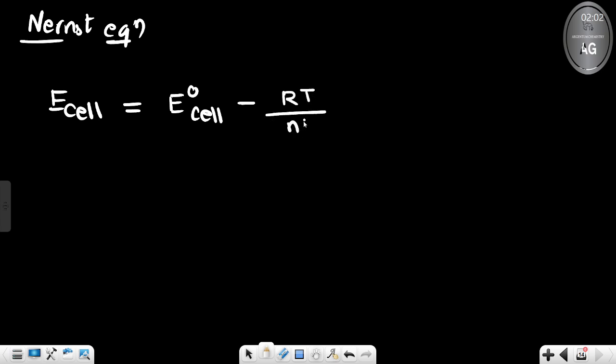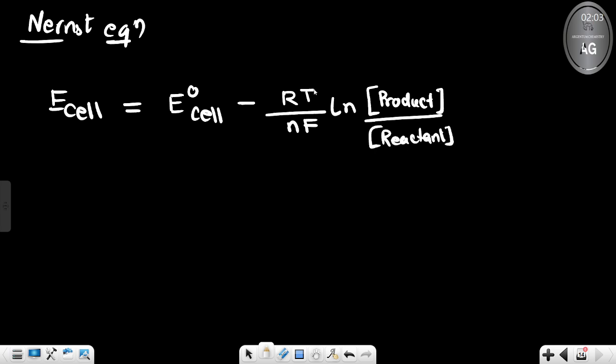RT by NF times ln of the concentration of product upon concentration of reactant. Clear? So this value is inside the ln. So what is the Nernst equation? If you remember the Nernst equation, E cell equals E0 cell minus RT by NF ln product upon reactant.